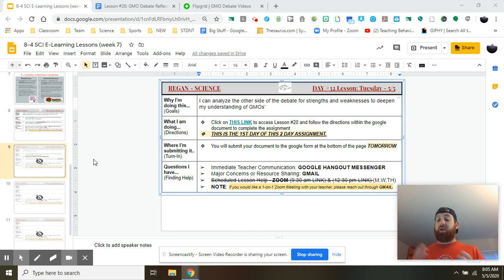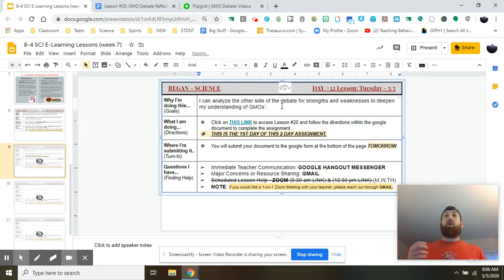And today we're going to be looking at the next side of our GMO debate, and that's analyzing the other side. Up to now, you've done your research, you have compiled your evidence, you've done your write-up, and you've even done some reviewing for your write-up to make sure you have the best final product. And now we're going to look at both sides of the debate from other people's perspective. So big focus today, big goals. You're going to be analyzing the other side of the debate for strengths and weaknesses to deepen your own understanding.